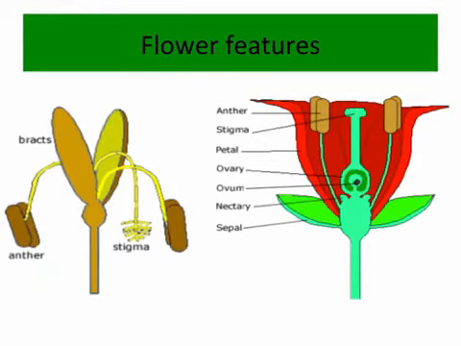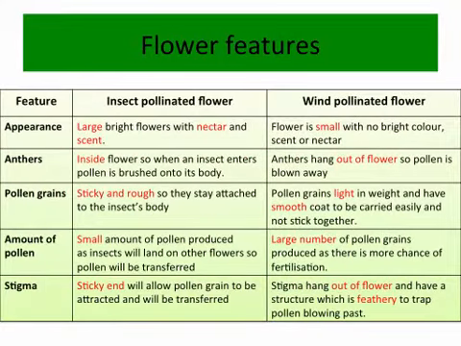So let's look at the flower features in more detail. What do you notice about the differences between these two flowers? They're both very adapted to their purpose. In the appearance, the insect-pollinated flower, basically you'll notice is very large, bright flowers, very pretty. It's also got nectar, which is a sugary liquid, and it might smell nice. All of this is to attract the insect.